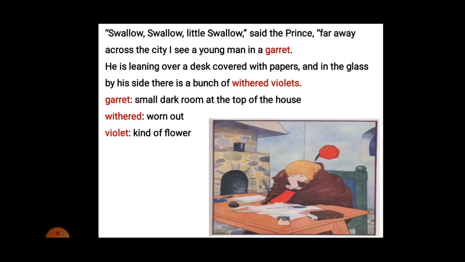So now the prince requests the swallow, "Swallow, little swallow, far away across the city, I can see a man in a garret on the top floor of the house, in a small dark room. He is leaning over a desk covered with papers. His head is on the desk, and that desk is covered with papers, and in the glass by his side there is a bunch of withered violets." What this refers to is that those flowers have not been changed; he did not even get time to water them. That's why those flowers have dried up.